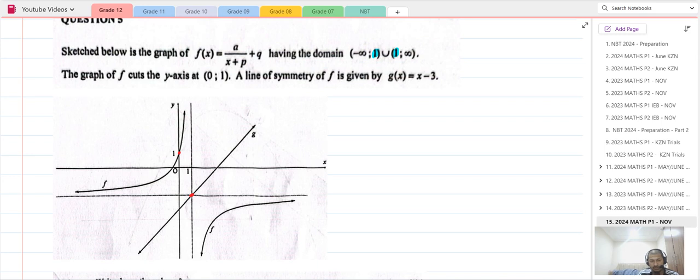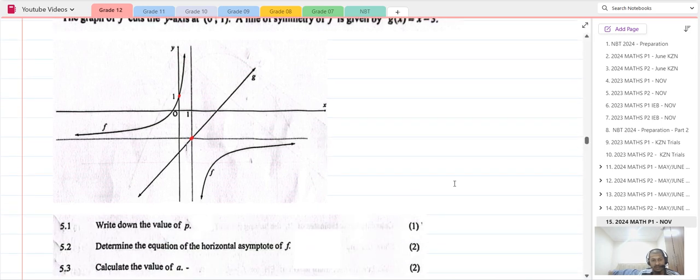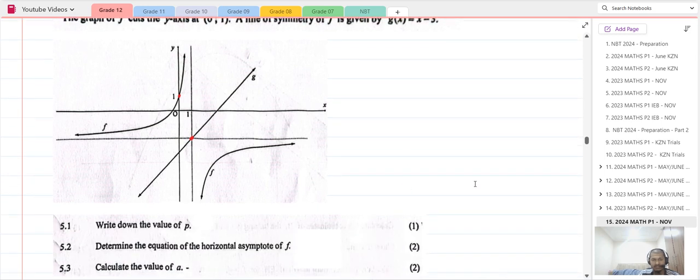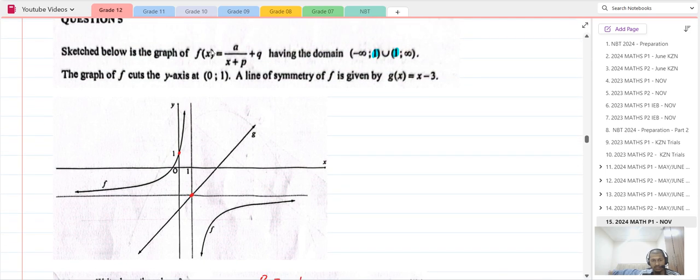Alright, so let's see. Write down the value of p. The value of p will be 1 or -1. It should be -1, right? So p is equal to -1, because if I put -1 in here, I need to get opposite signs for the vertical asymptote, so it will be 1. Yes.